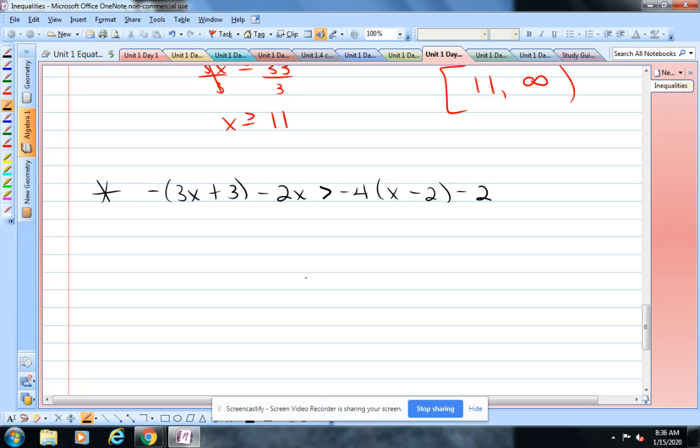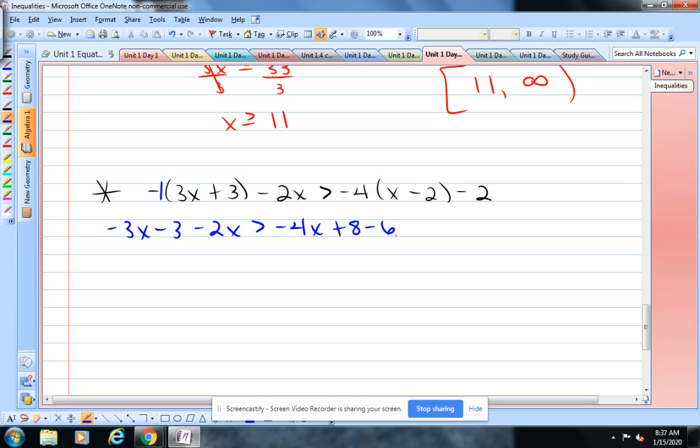All right, y'all help me out. So what do I distribute on the first parentheses? -1. What's -1 times 3x? What's -1 times 3? And then copy -2x. And then copy the greater than. And then I distribute -4. So what's -4 times x? -4 times -2? 8.